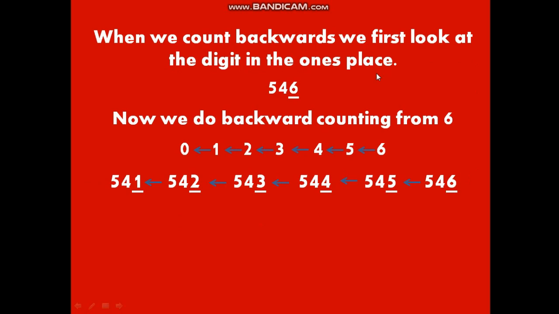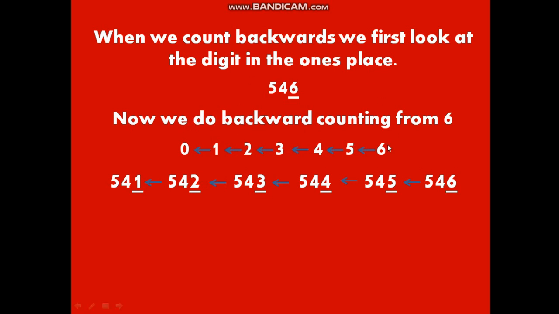When we count backwards, we first look at the digit in the ones place. This is a very important rule, that whenever we are counting backward, we look at the digit at the ones place. Now look, this number is 546, and look, Aparna ma'am has underlined 6, which is at the ones place. Now when we are counting backward, we are going to focus on this number, and we are going to count backward or subtract 1 from this position only.